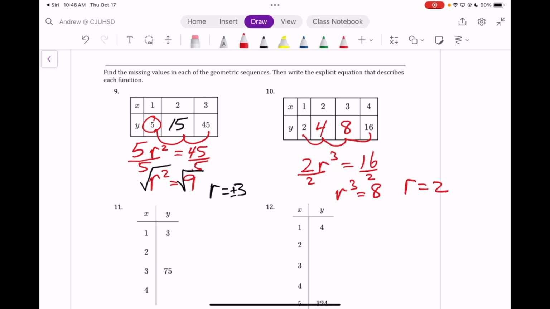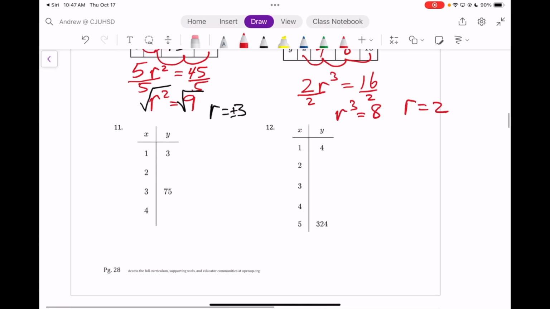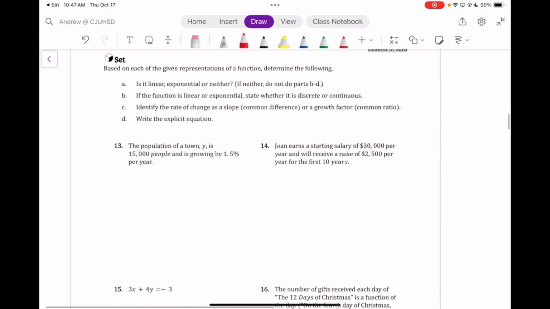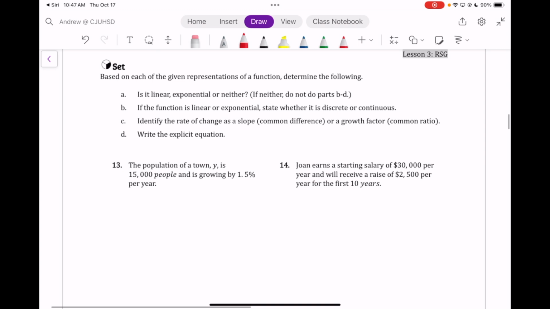Okay, 11 and 12 are very similar. I'm going to skip those in this video. On these problems, it's a lot to do A, B, C, and D. So for the video, I'm just going to focus on whether something is discrete or continuous.